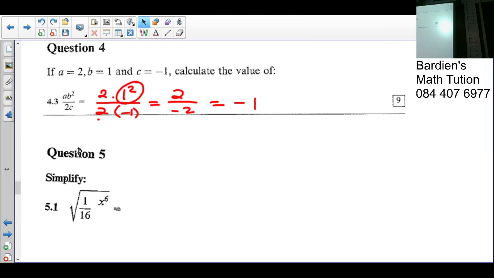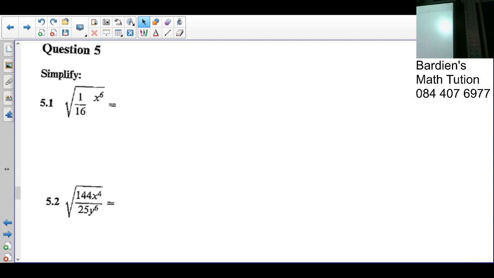So now we are at question 5. Question 5.1, simplify. So you got the square root of 1 over 16x to the power 6. What are we going to do here? What's the square root of 1? 1. Square root of 16? 4. Square root of x to the 6? x cubed. Remember that the 6 will be divided by 2 because it's squared. Okay. Any confusion here? Any misunderstanding?